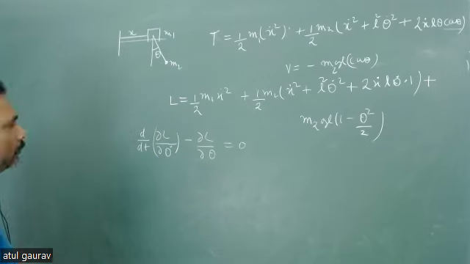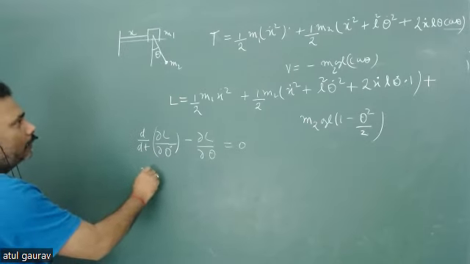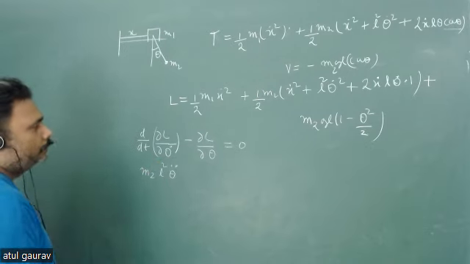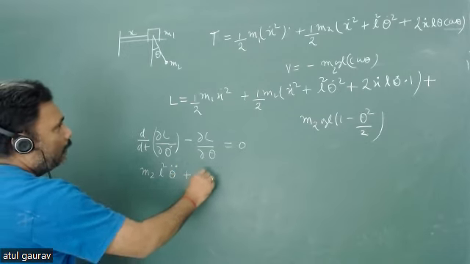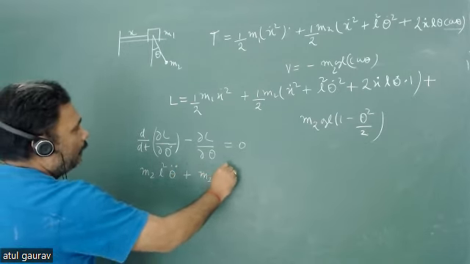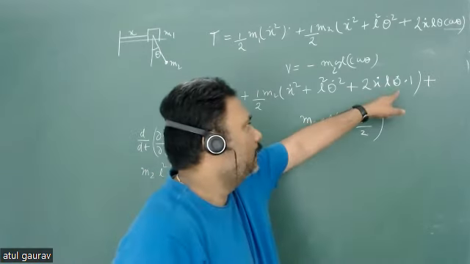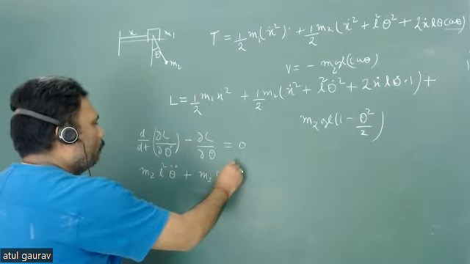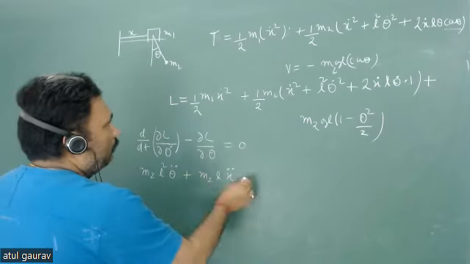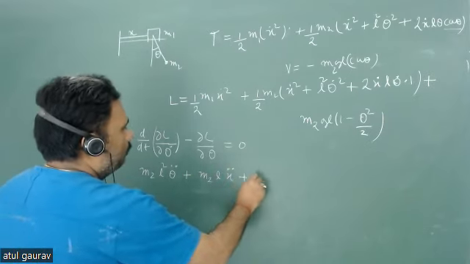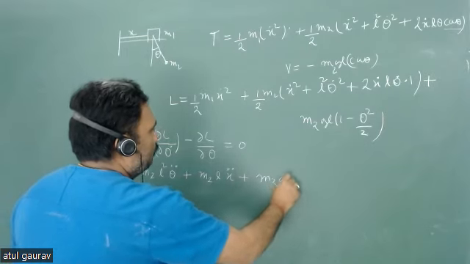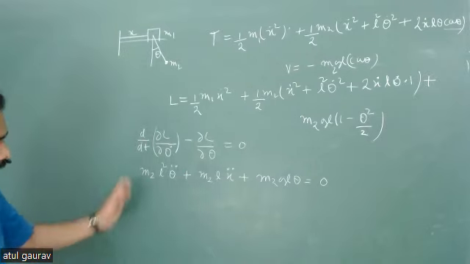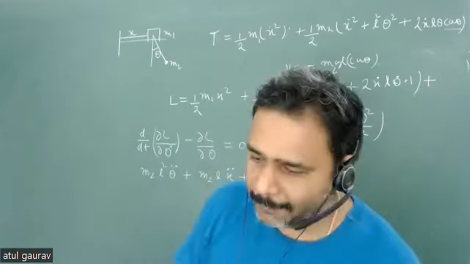And when you write this, what will you have? You have m2 L square theta double dot plus m2 L x double dot, right? Once with theta double dot, and with time it will come, so this x double dot will also come. Okay, and this is your term, plus m2 gL theta must be equal to 0. Now the problem arises here, isn't it?